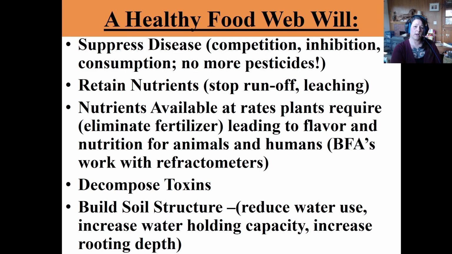Next. Okay. So a healthy food web, if you have all the components of that soil food web in your soil, is going to suppress diseases, meaning those good microorganisms in your soil are going to take over the bad microorganisms when you have good structure and you have those organisms there. They're going to be competition for the bad guys. They're going to inhibit the bad guys. And they're going to sometimes consume the bad guys. So no more pesticides need to be used if your soil food web is intact.